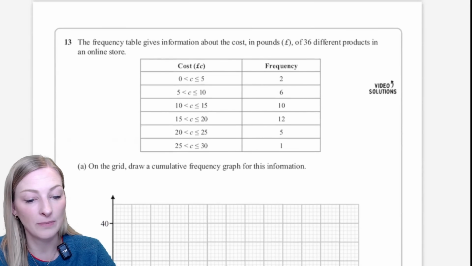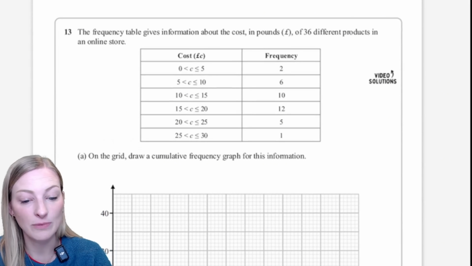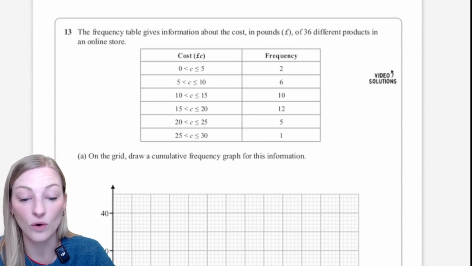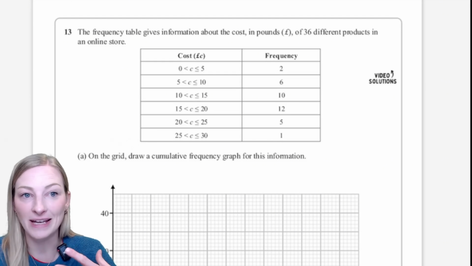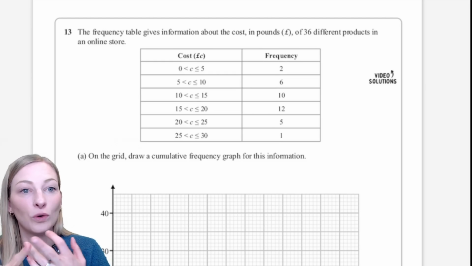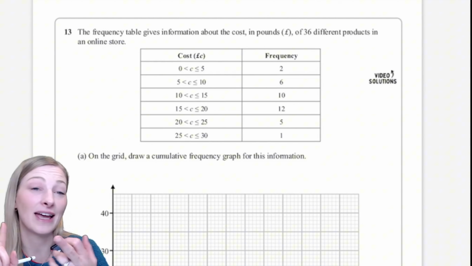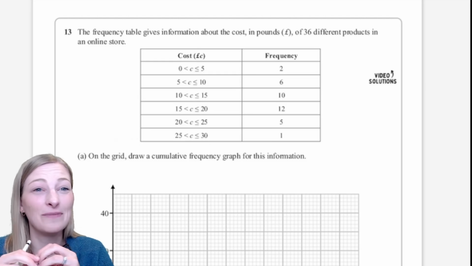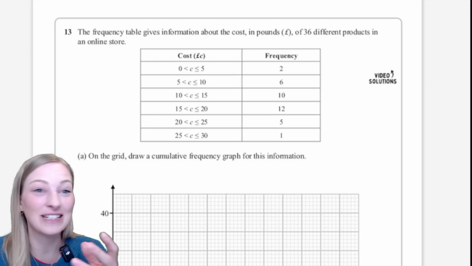Okay, question number 13. The frequency table gives information about the cost in pounds of 36 different products in an online store. On the grid, draw a cumulative frequency graph. So I've hedged my bets here. I've done a frequency polygon. I've done a cumulative frequency graph. I also think it's worth knowing how to do a histogram, although I feel like it's less likely to come up on a non-calculator paper, but that doesn't mean it won't.